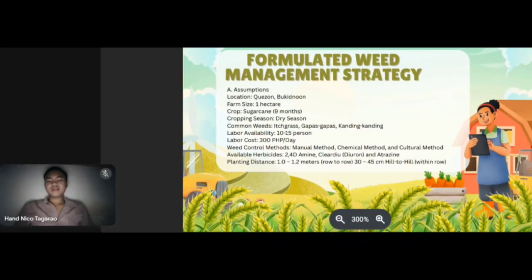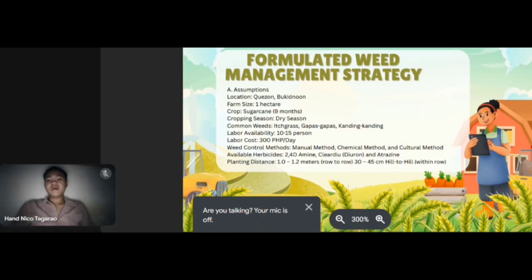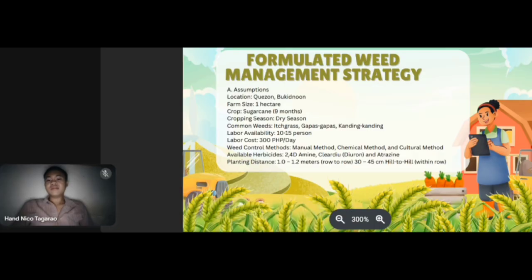For formulating the weed management strategy, the location is Bukidnon, on 1 hectare. The crop is sugarcane, and the cropping season is the dry season. The common weeds and common names are namely itchgrass, gapas-gapas, and kanding-kanding. Labor availability ranges from 10 to 15 people. The labor cost is 300 pesos per day. So imagine if you total the labor cost, it's so expensive.